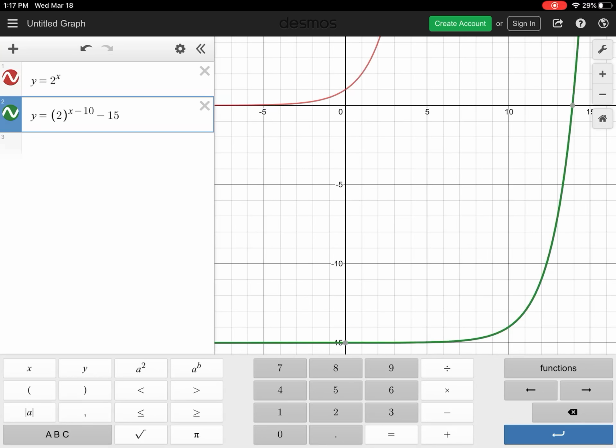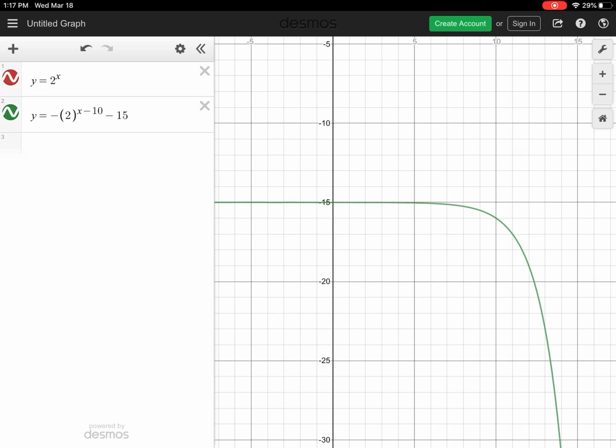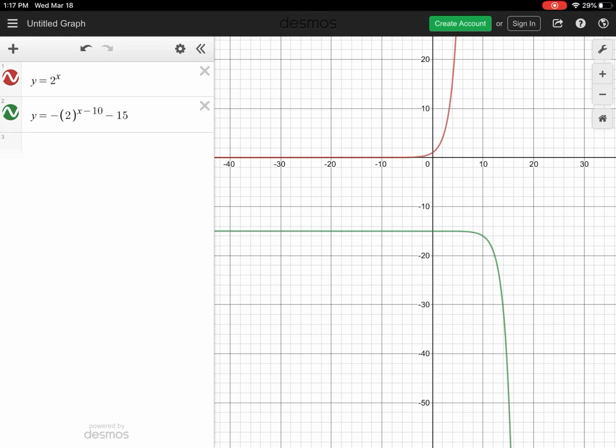And again, if I add that negative in there, what's going to happen? It reflects, see? Okay, so that is it.